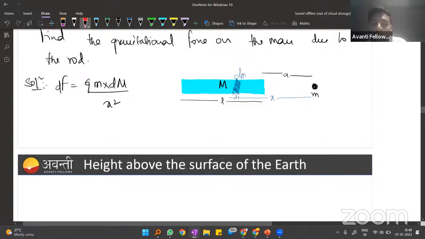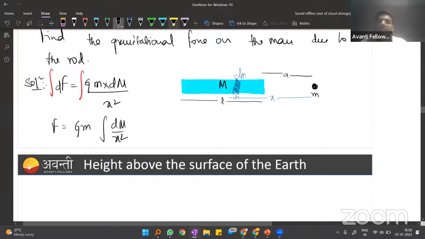If I add all these small forces, what will I get? I'll get the total force, right? If I add one force from here, one force from here, one force from here, one force from here, what will I get? I'll get total force, right? So for adding, what we do mathematically, we integrate. So F is equal to G, mass of this ball is constant, dm by x square.